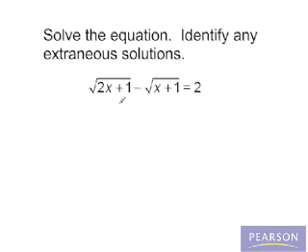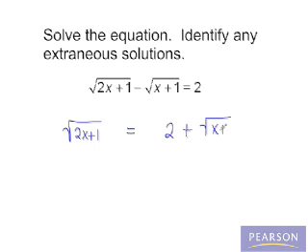Our first step will be to isolate one of the radicals, so I'm going to leave the square root of 2x plus 1 on the left-hand side of our equation. I'm going to add the term negative square root of x plus 1 to both sides of the equation, giving us 2 plus the square root of x plus 1. So you want to isolate one of your radicals, and I chose to isolate the first radical.